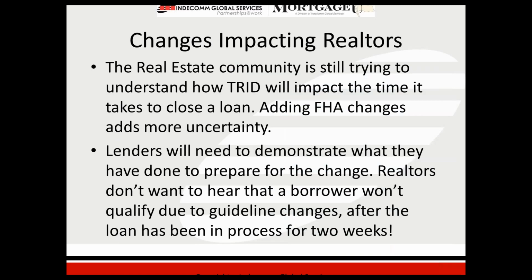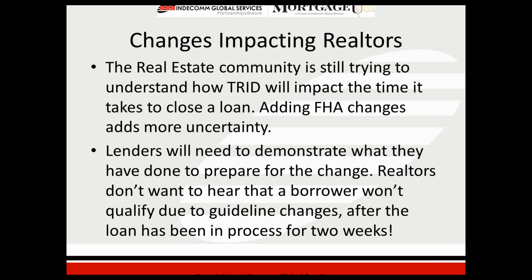Let's look at some of the changes impacting the real estate community. The real estate community is still trying to understand how the TILA-RESPA integrated disclosure rule will impact the time it takes to close a loan. We're still working on that and having a lot of meetings to figure out what kind of timeframes we're looking at for a purchase agreement to really be able to close a loan. And looking at FHA changes now adds a little bit more uncertainty. So there's still a lot of communication going on and understanding of how these rules work and how they're going to impact the time it takes to close a loan.